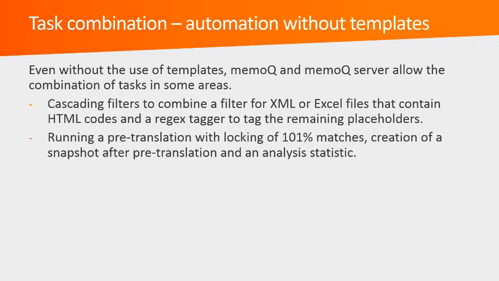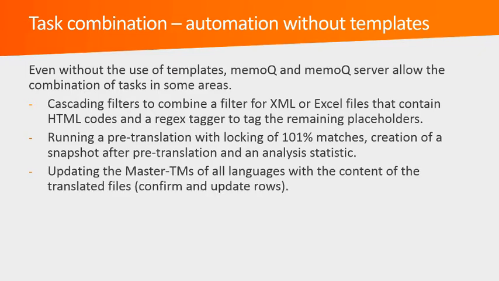Or when you run the pre-translation, I know that a lot of people use the pre-translation, but sometimes people miss all the other steps that are in the pre-translation dialog. There is a way to lock segments, to create a snapshot, to do the statistics after the pre-translation, all within one dialog. That is something that might be interesting. When you update translation memories in an online project with 25 target languages and you update all the translation memories at the same time, that's a combination of tasks. That's a sort of automation as well.